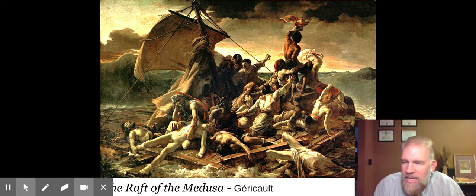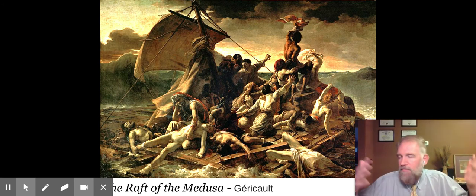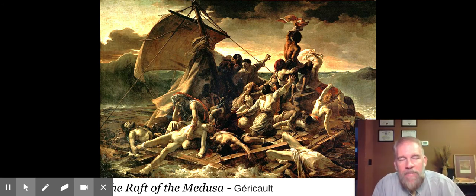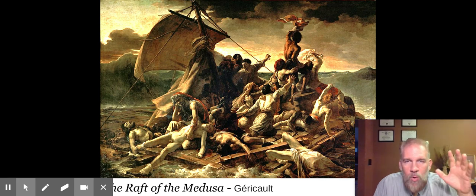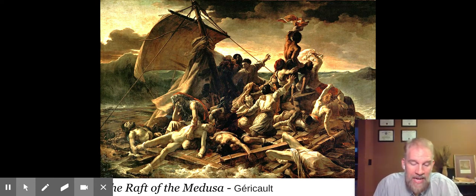Géricault is a passionate young man. He's just getting out of a serious relationship, and he decides to dedicate himself no longer to being a handsome man about town. He shaves his head. He sequesters himself alone or with just a few friends in his studio, and he decides that he is going to work night and day on this painting.